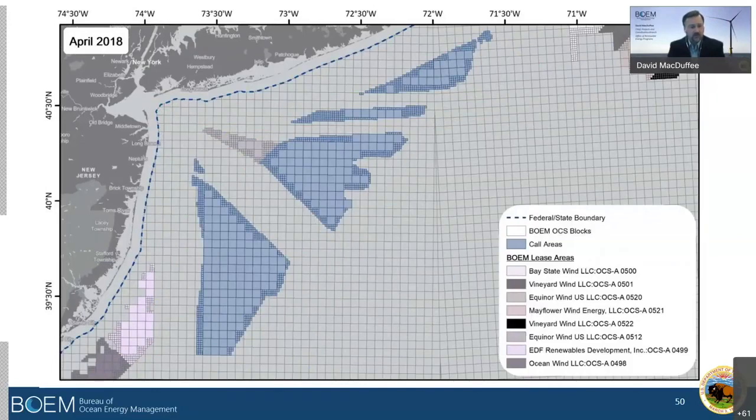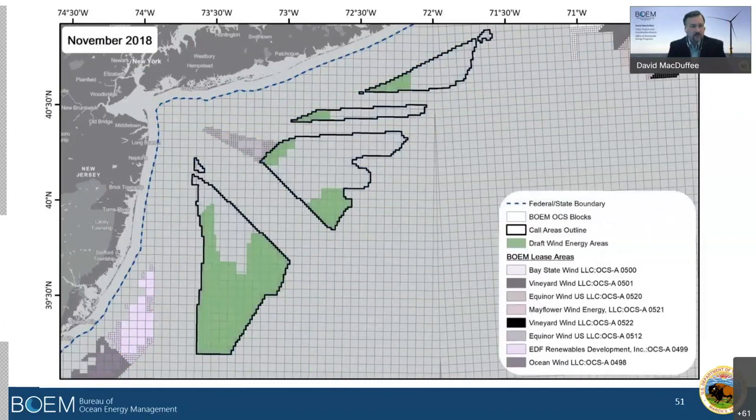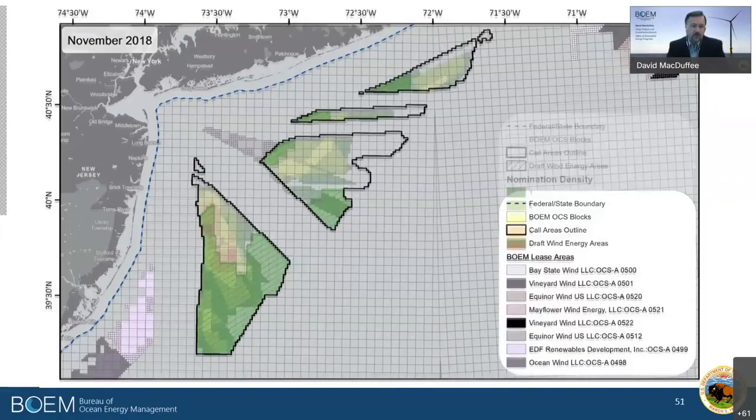We developed draft wind energy areas based on that information in green. So we went from the black areas and the outlined areas there from the call areas and narrowed those down to draft wind energy areas. So we made quite a bit of reduction in area there. How did we do that?